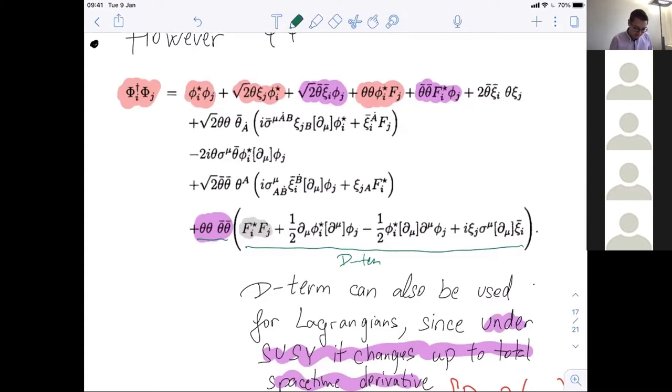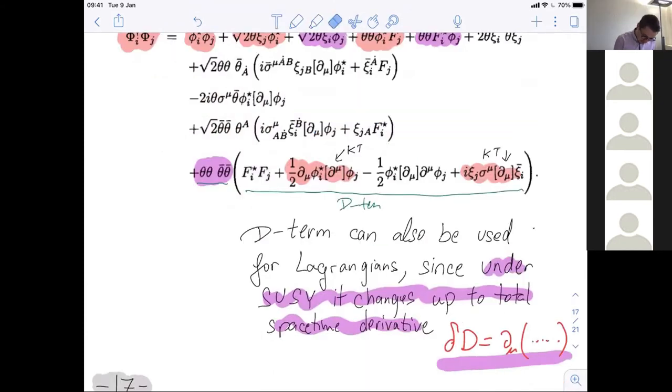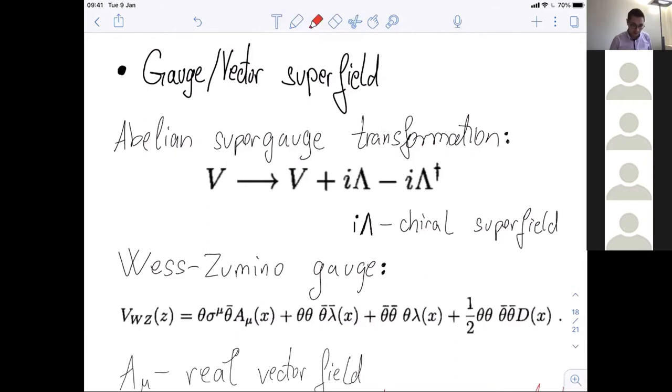Notice in the D term, for the chiral supermultiplet, we have the kinetic term for the scalar field and the kinetic term for the fermionic field, for the Weyl fermion. So notice that in this piece, we don't have a kinetic term for F. So the F, that scalar F, is the auxiliary field because it doesn't have a kinetic term. It's not propagating, okay? If no questions, I will go through the gauge or vector superfield.